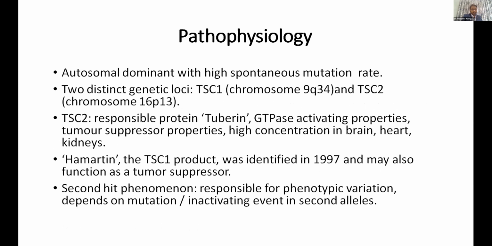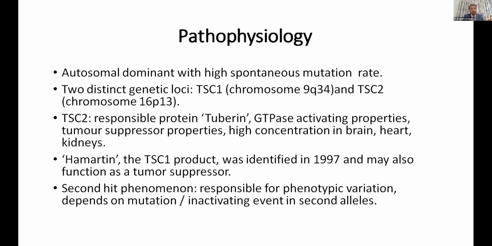So about pathophysiology, it's an autosomal dominant condition with a high spontaneous mutation rate. So not all cases run in families. A lot of them will have a spontaneous mutation, which will present as a sporadic case in that particular generation. In terms of genes, there are two types of genetic loci which are seen. One is TSC2, which was described first in 1993.